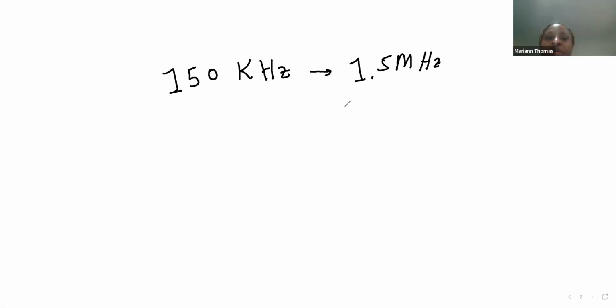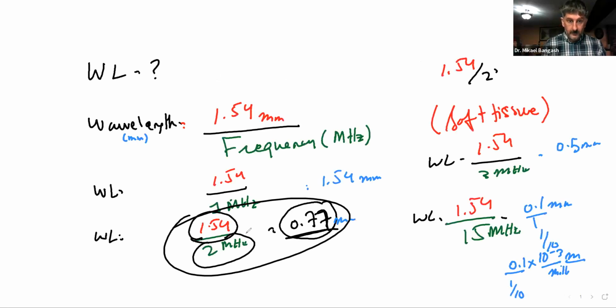So, sir, if you get a question like this, do you have to convert it into megahertz before you find the wavelength? Exactly. You have to know that in this formula, the frequency has to be expressed in megahertz. You may be given a frequency in kilohertz, or you may be given a frequency in gigahertz.